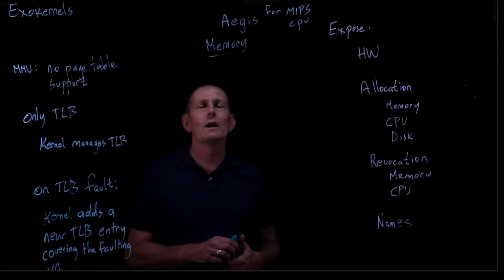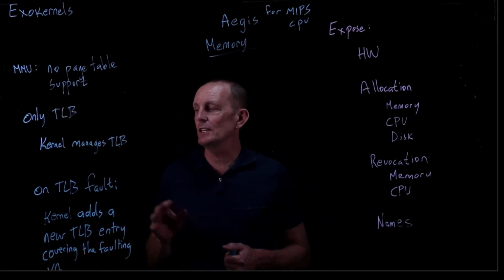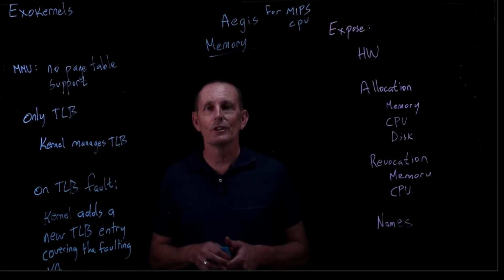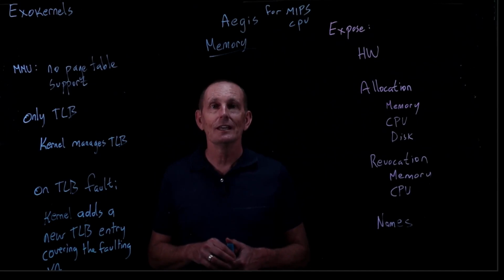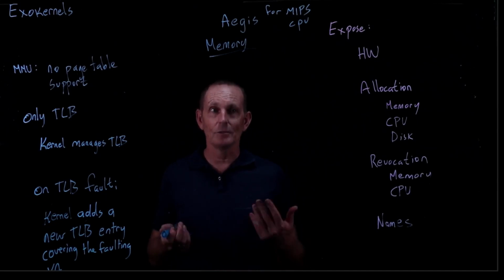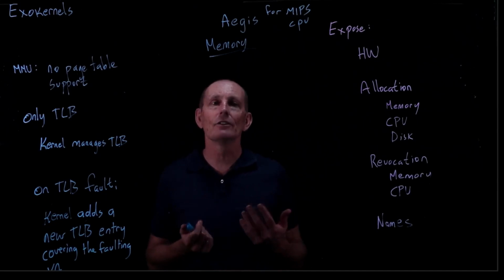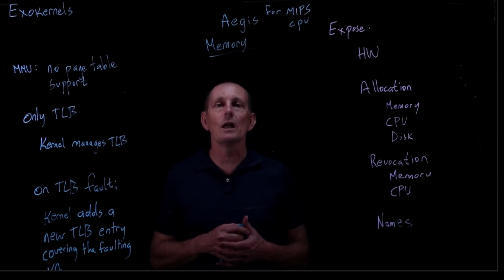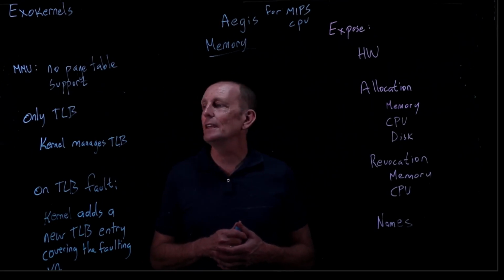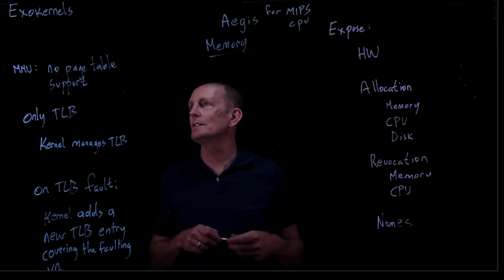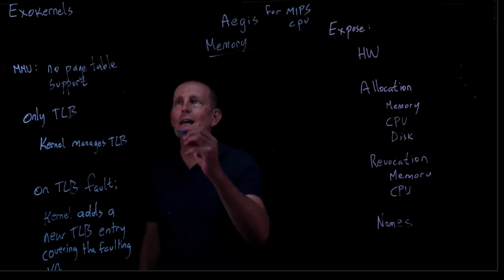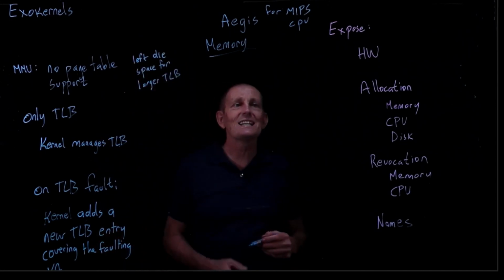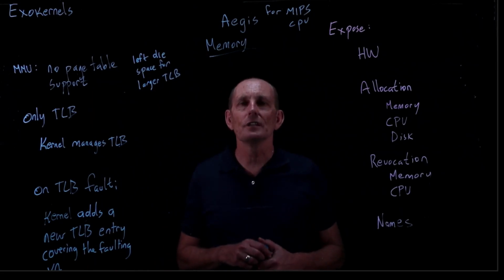What's the advantage of this? Well, the advantage is that the kernel can then use whatever mechanism it wants for converting virtual addresses to physical addresses. It can use a single-level page table. It can use a multi-level page table. It can use an inverted page table. It can use any of these things that it wants, that is fine. And the theory on this for the MIPS was that there's no page table support. That left die space on the CPU for a larger TLB.